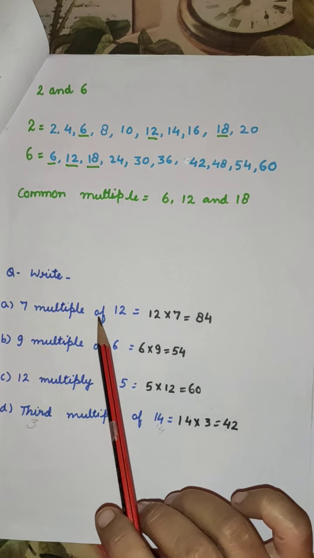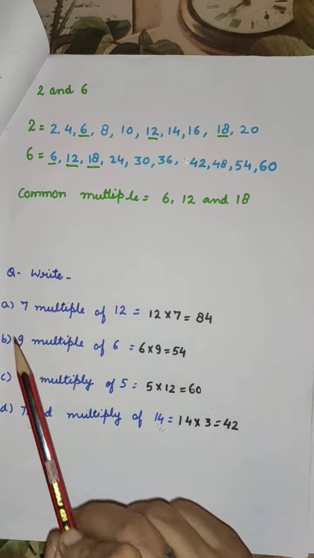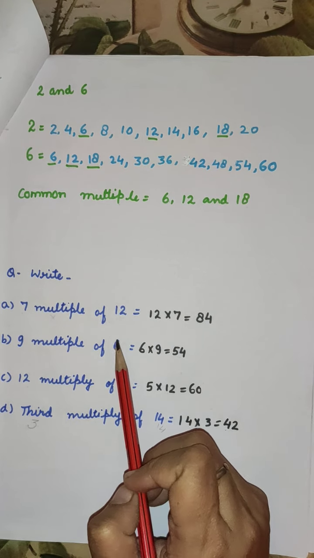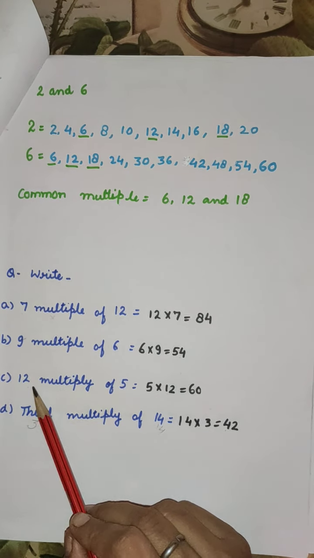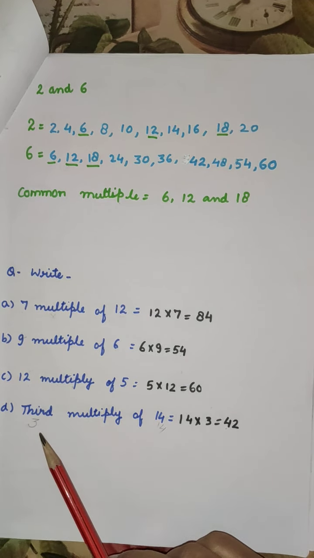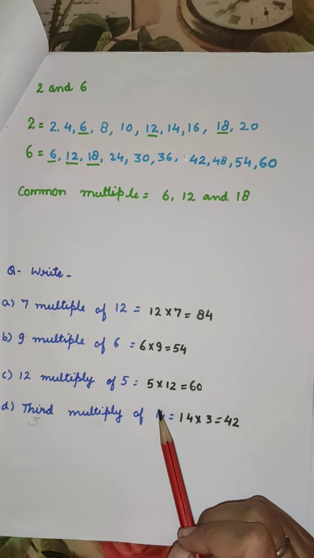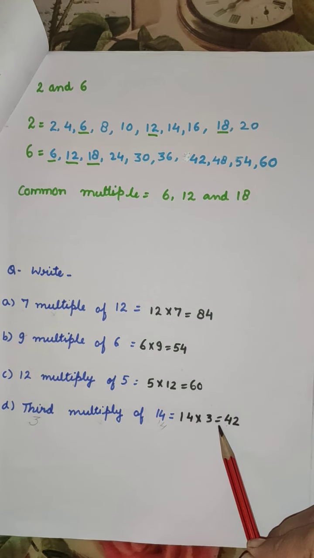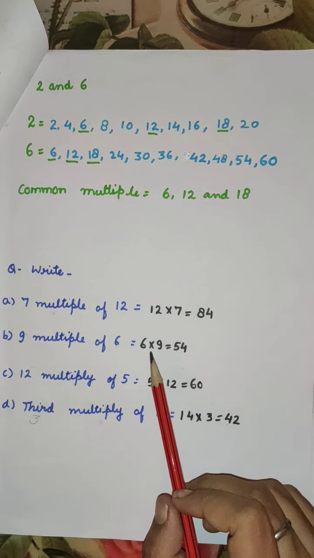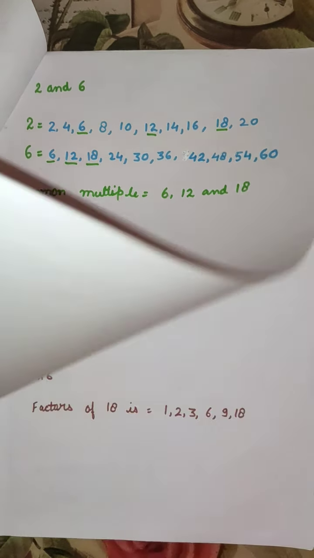Now, write the 7th multiple of 12. Means 12 multiplied by 7 will be what? Multiple means multiply. As you know, the 9th multiple of 6 is 6 multiplied by 9. The 5th multiple of 12 is 12 multiplied by 5. The third multiple of 14 means 14 multiplied by 3. According to the table, 12 sevens are 84, 6 nines are 54, 12 fives are 60, 14 threes are 42. These will be the answers.